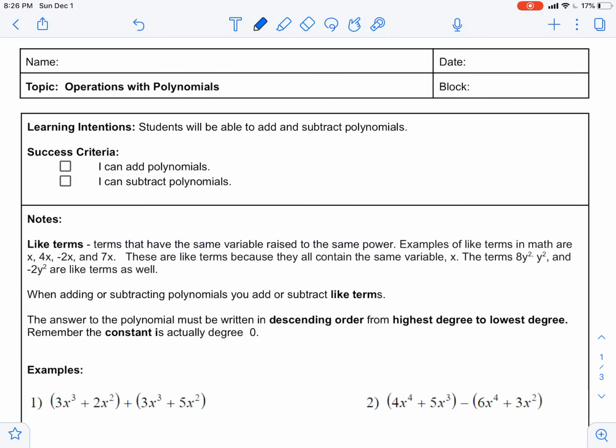Well, hello and welcome to today's topic. We're going to be reviewing how to add and subtract polynomials. So let's just go through and review a few of our vocabulary words.